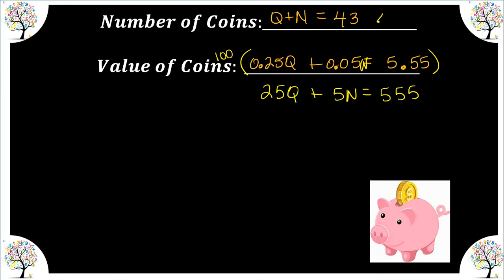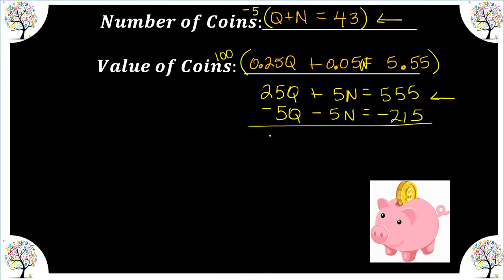So now I have this equation, and I'm going to use elimination. I simply either need to make this Q become negative 25, so they will eliminate, or make this N be negative 5. And I prefer to use these smaller values to keep my numbers small. So I'm going to distribute the negative 5. And then I multiply 43 times 5, and I get negative 215.